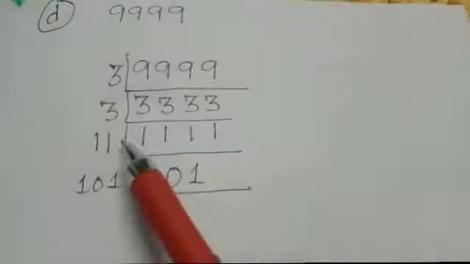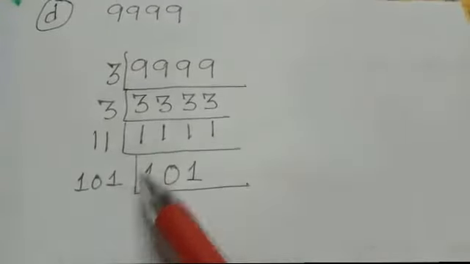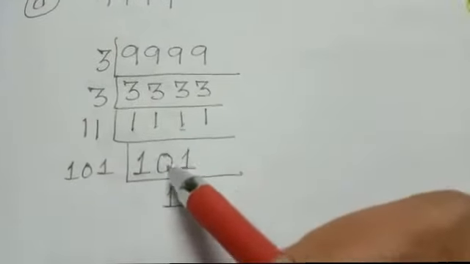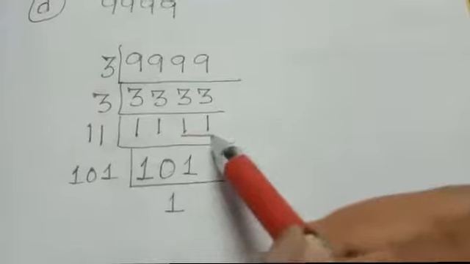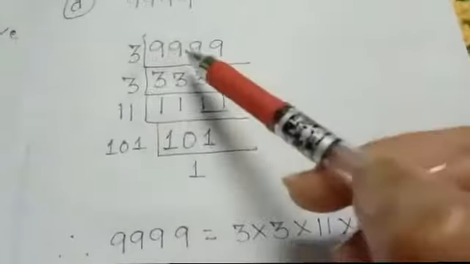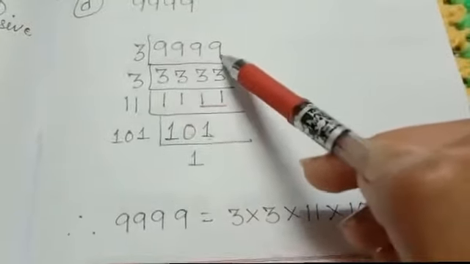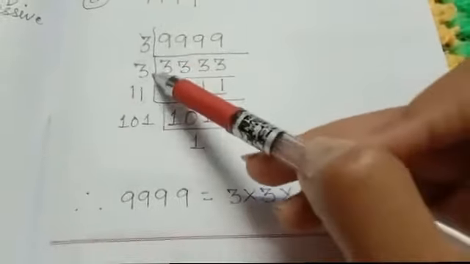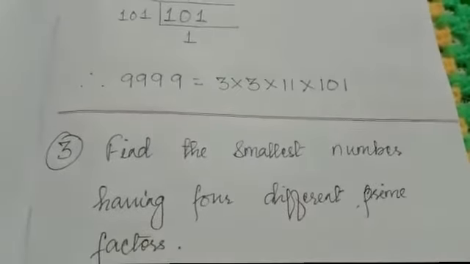Next we have to divide by 11. 11 1s are 11, 11 cannot divide 1, so you have to write 0. Then 11 1s are 11. So 101 is a prime number, so we have to divide by 101 itself. 101 1s are 101. So the answer is, 9999 is 3 into 3 into 11 into 101.